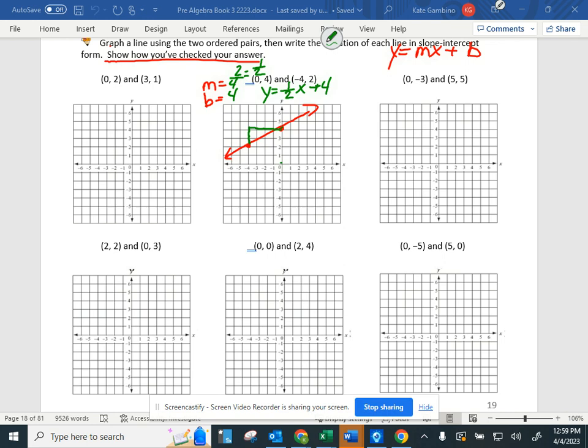All right, so we need to check our work. So here's how you check your work, friends. Take a point on the line. Don't use the y-intercept, use the other point that's not the y-intercept. And you're going to put it in. So I'm going to put in -4 for my x. I'm going to put in 2 for my y. 2 equals 1/2 times -4 plus 4.